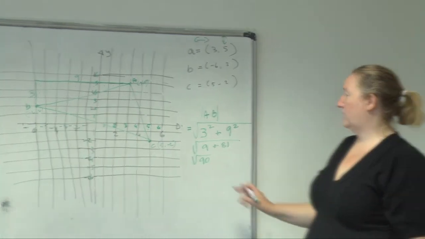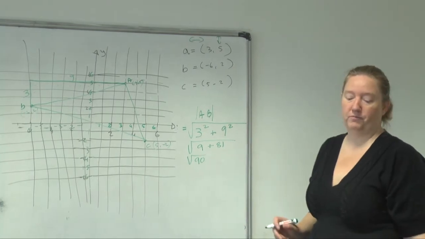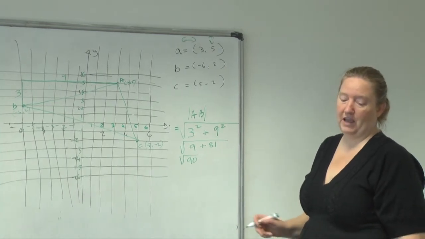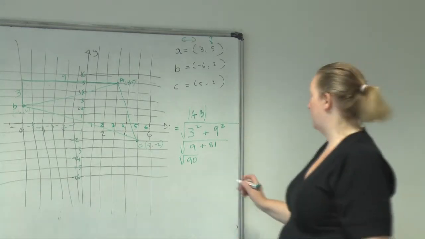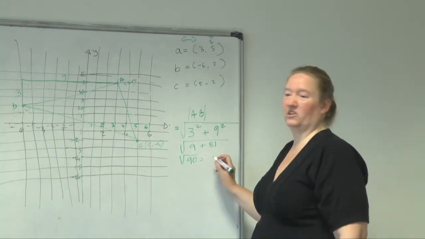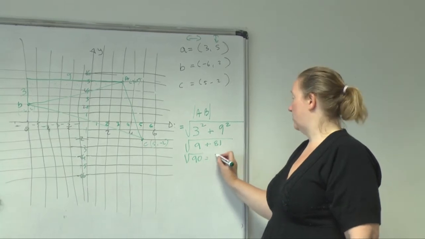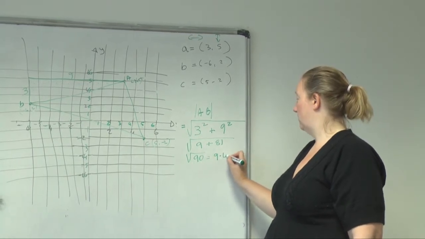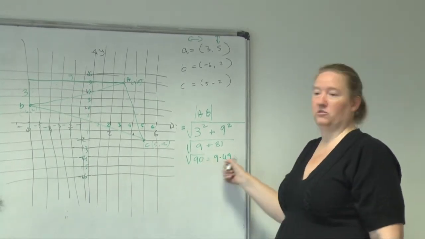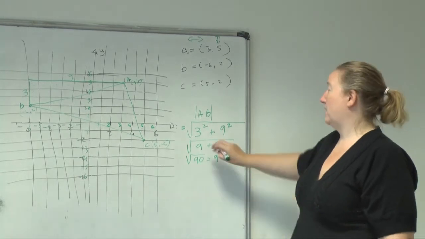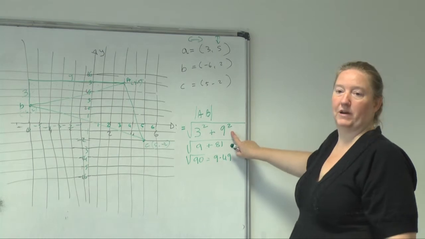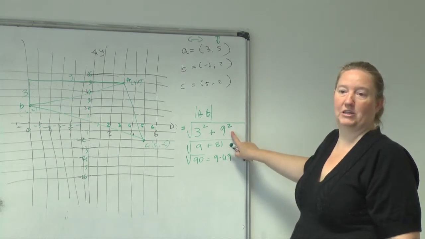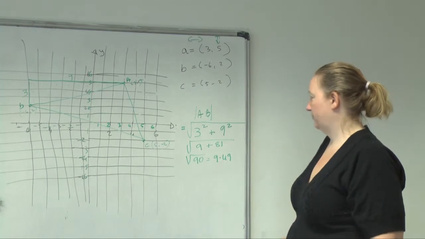Okay? And you can leave it in square root form. You don't have to work it out, or you can. If you work it out, you get 9.49. It's on your calculator, so you may as well put in the square root of 90, and you get it. By the way, when you get to here, square root of 3 squared plus 9 squared, just put that into your calculator and press equals. Okay? And you get your answer.